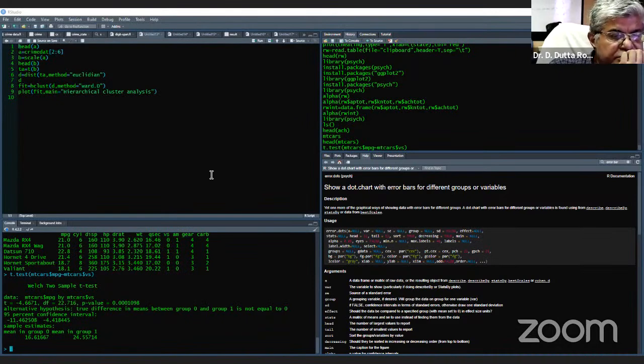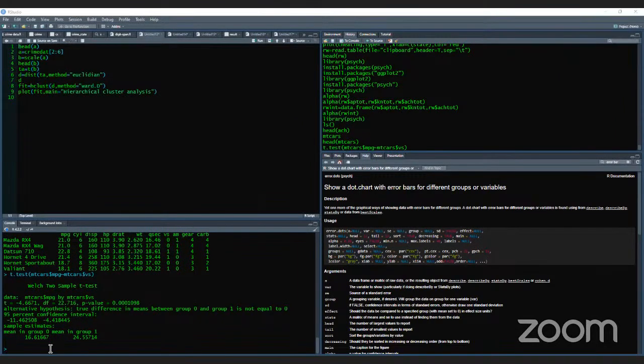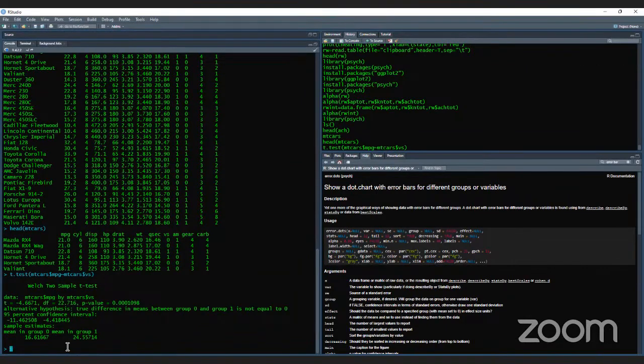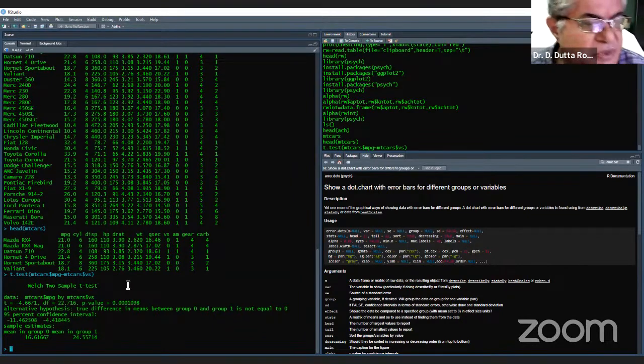Okay. Okay, sir. Is it visible to all of you? Hello. Yes, sir. So in R Studio, you can do a lot of analysis. Now I am showing you, because R Studio has inbuilt data. Okay. Here is one dataset, mtcars.